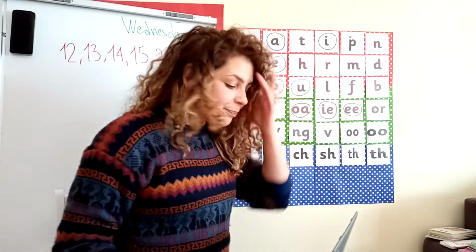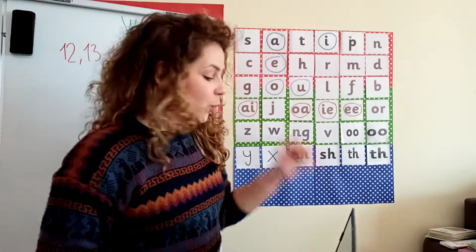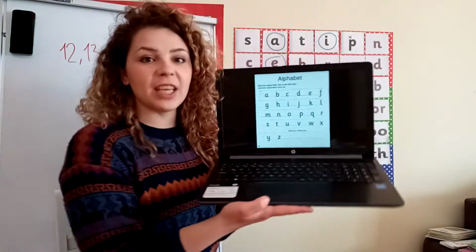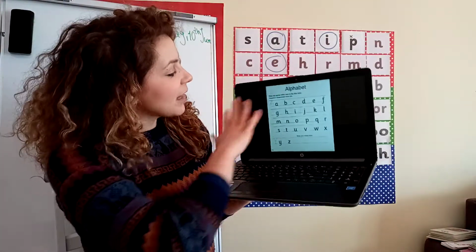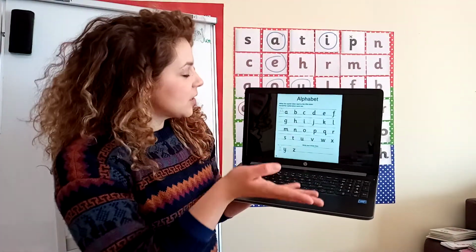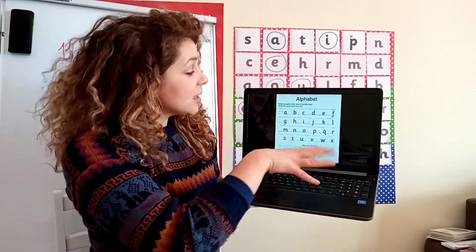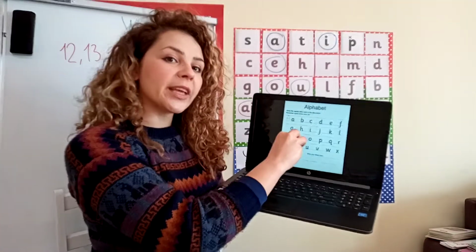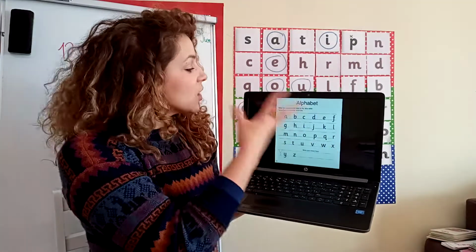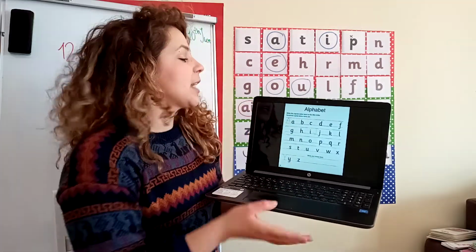And if you're ready, okay, so the first page, number 12, is this one. So what do we have here? You can see that here we have the letters of the alphabet. As you can see, this time we have only the lowercase one, yeah, the small one. So what do we need? We need the uppercase one.